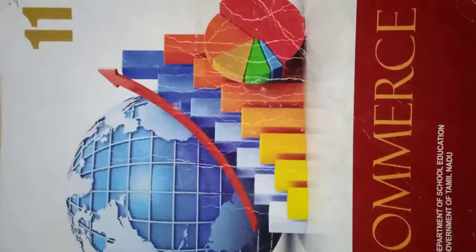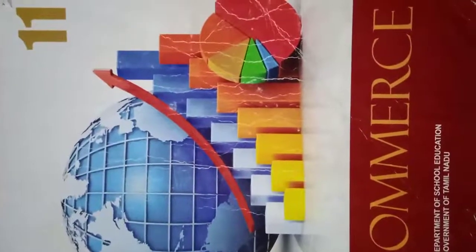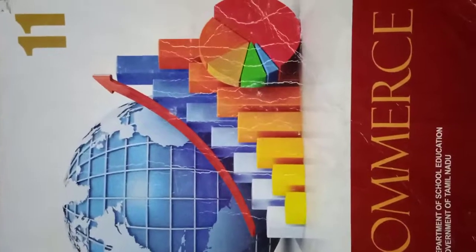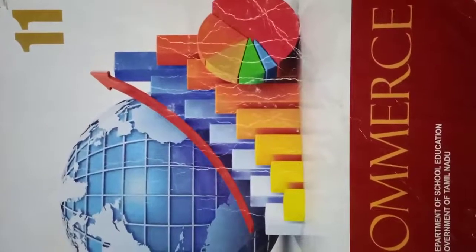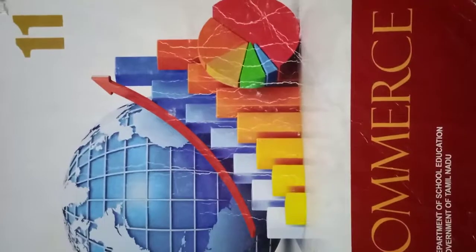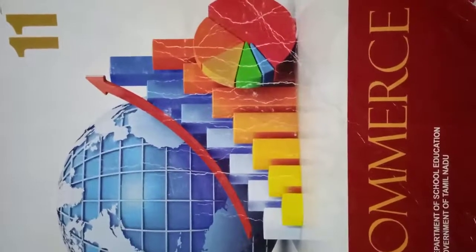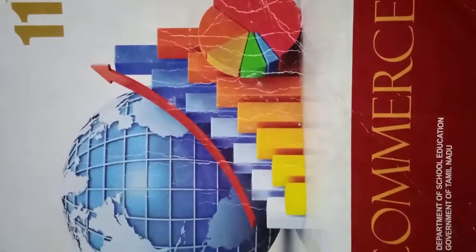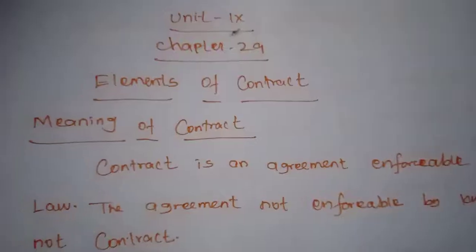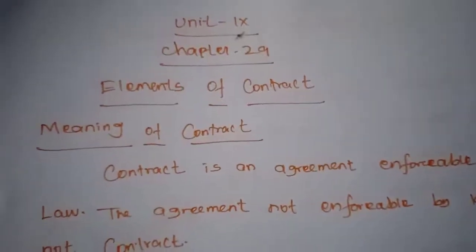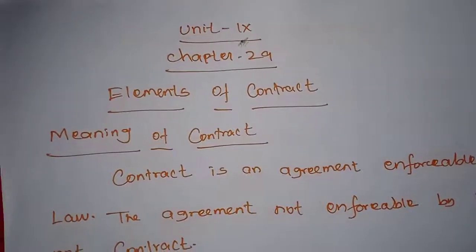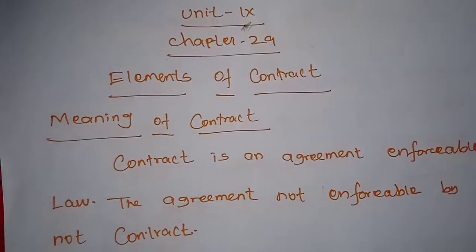Last day we studied international business, and in that chapter we studied the disadvantages of international business and the comparison between domestic business and international business. So today we will go to the next unit, chapter 29. The name is Elements of Contract.